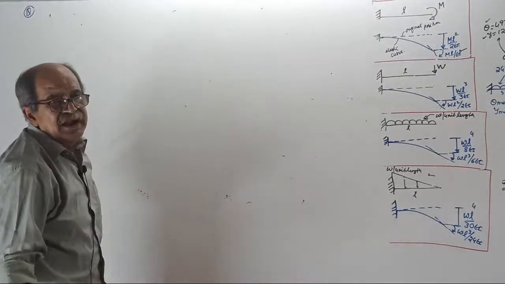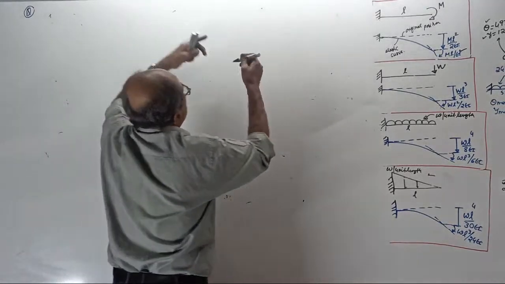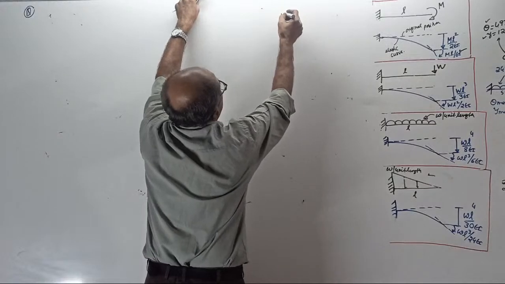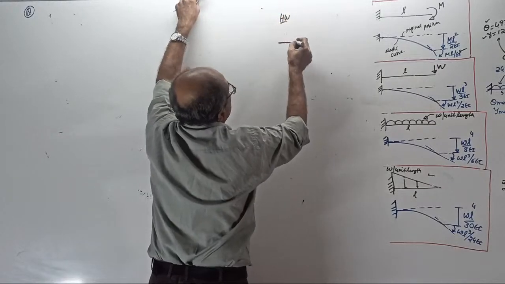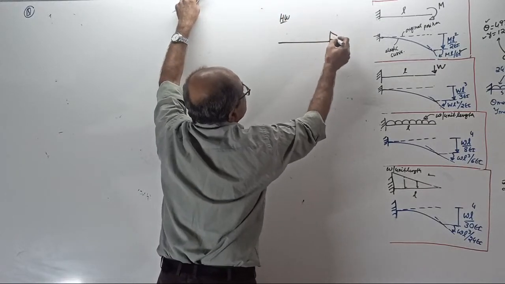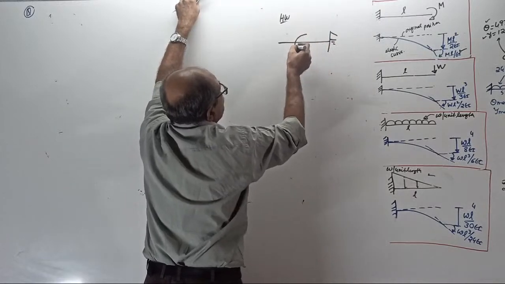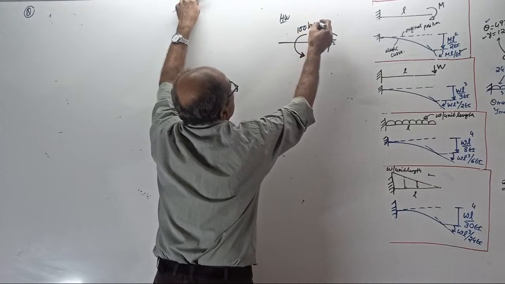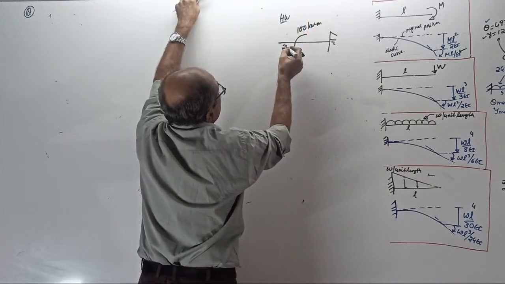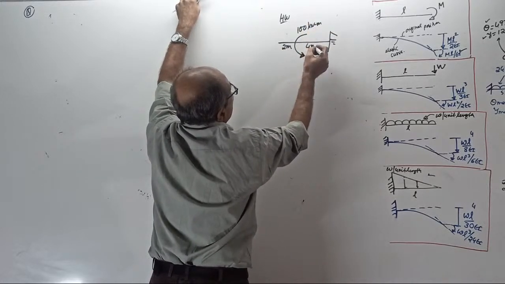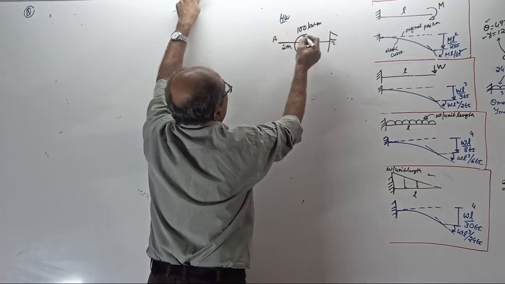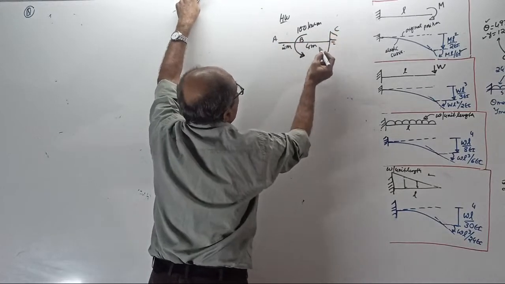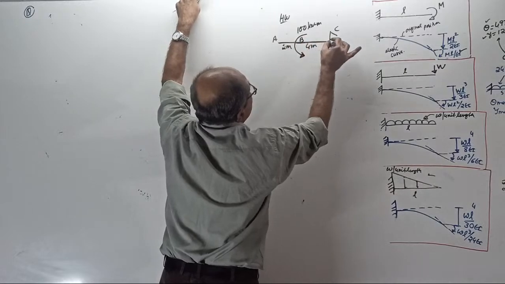Okay. Second question. Now I will give a homework for you. Work out a cantilever beam fixed here. I will apply a couple here, 100 kilonewton meter. This is 2 meter, this is 4 meter. This is A, this is B, this is C. Now this is the cantilever.